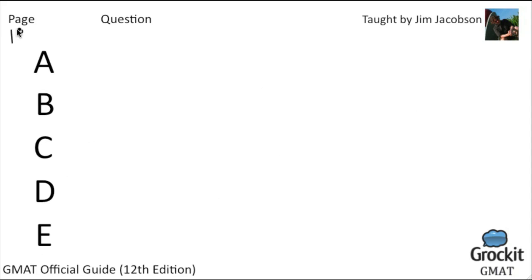205 on page 181. 3, 6, 9, 12, 24. So in the rectangular coordinate system above, if point R lies on the positive y-axis and the area of triangle ORP is 12, what is the y-coordinate of point R?